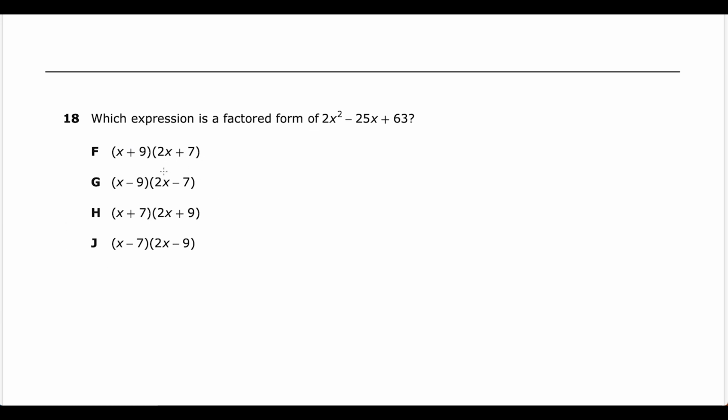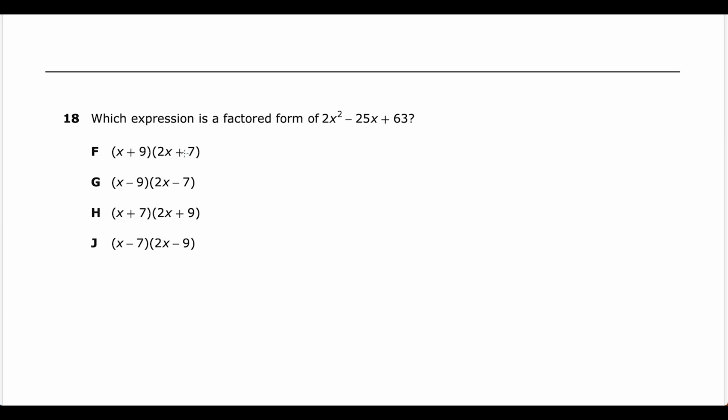So question 18, it's multiple choice. So if you don't know how to factor this by yourself, you could always just brute force distribute all the answer choices and see which one matches. So looking at this right away, if I did x times 2x in all of them, they're all going to give us 2x squared. So I would target the last term, 63.